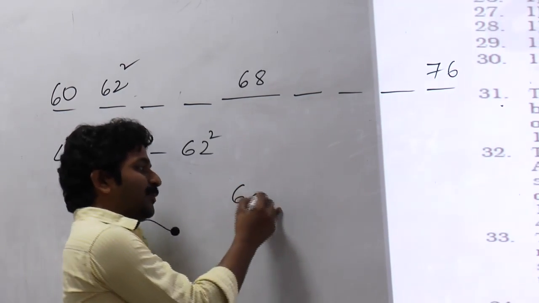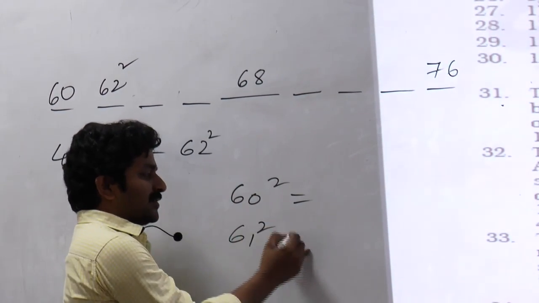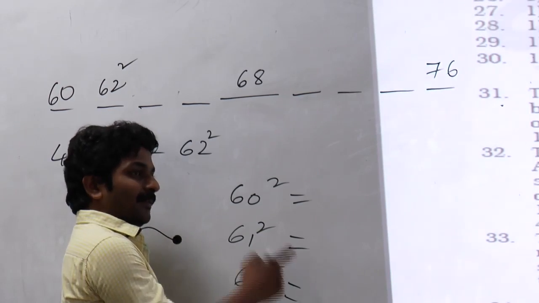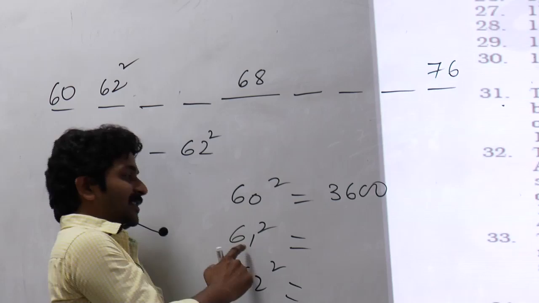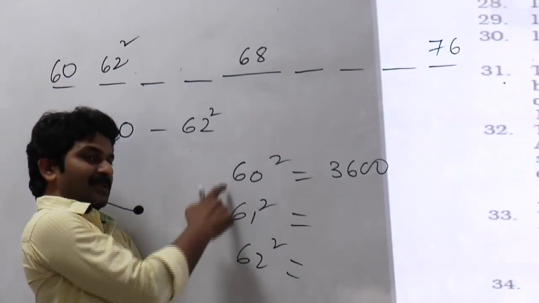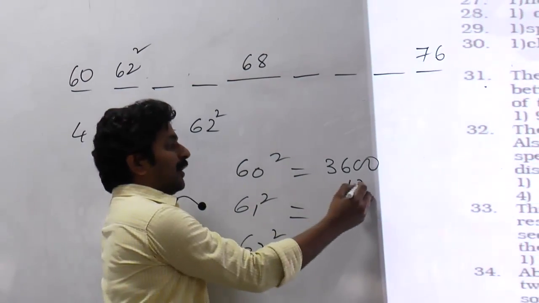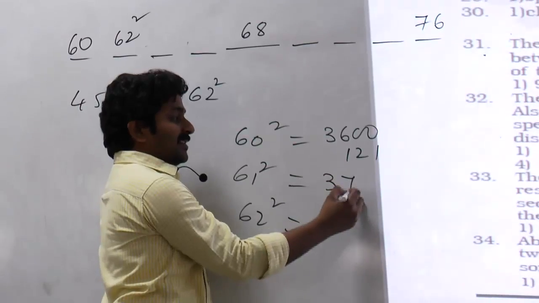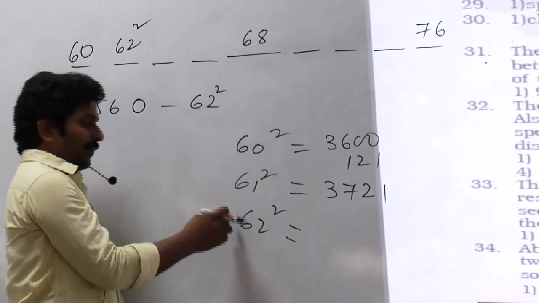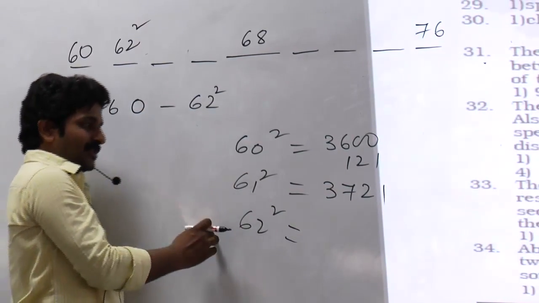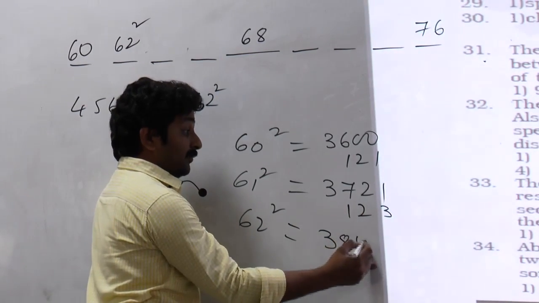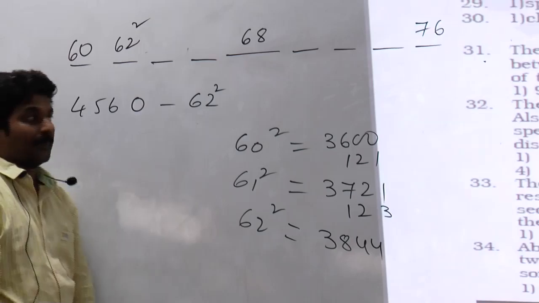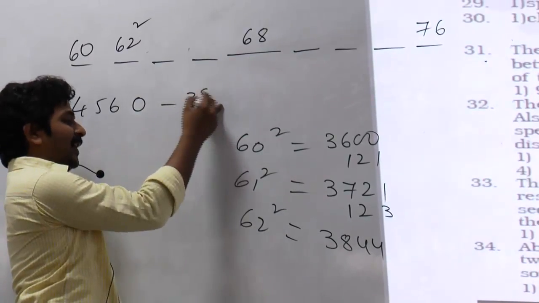Else, if you know 60 square, you can calculate 61 square. Using that, you can calculate 62 square. 60 square is 3600. And 61 square is sum of these 2 numbers. In the sense, you need to add 121. That is 3721. If you want 62 square, you need to add these 2 numbers, which is 123. When you add 123, that becomes 3844.